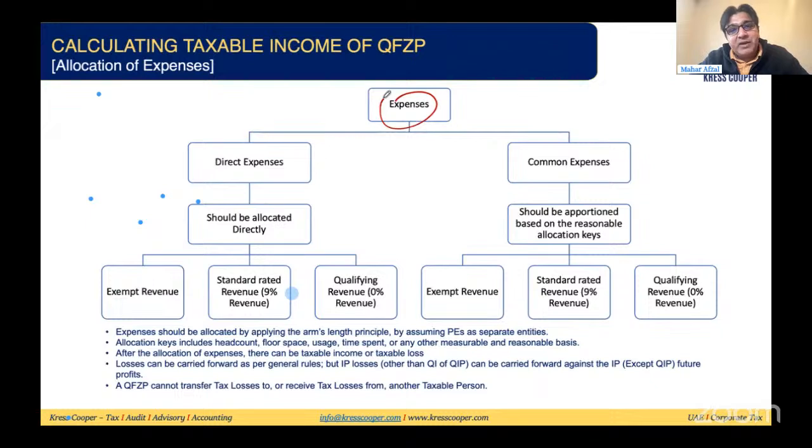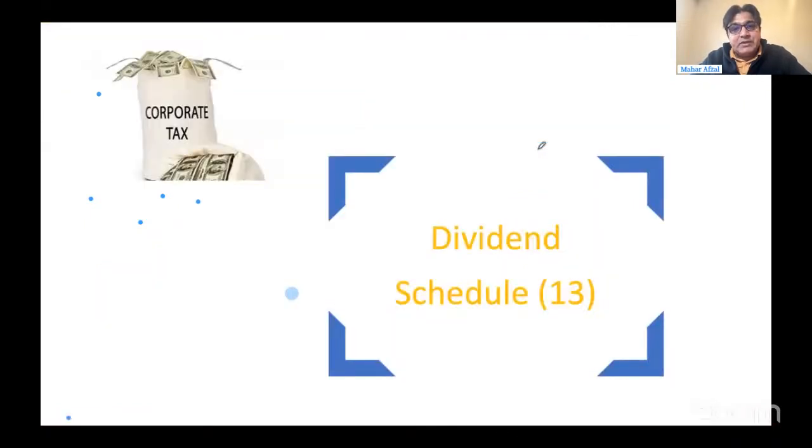Very simple, but where there are direct expenses, they will be allocated directly. Where these are common expenditure, we need to identify allocation keys. Based upon the allocation keys, common expenses need to be allocated in between the exempt income, standard rated revenue, and non-qualifying revenue as well. So these are the basics.